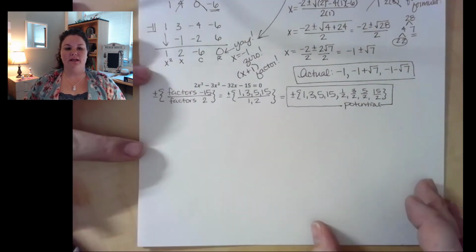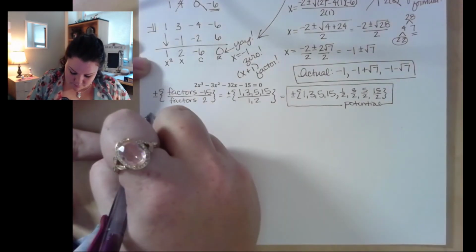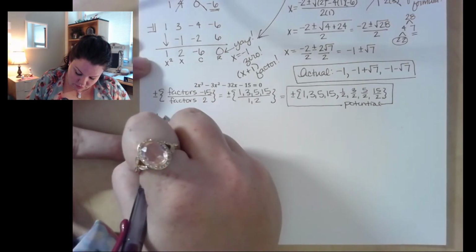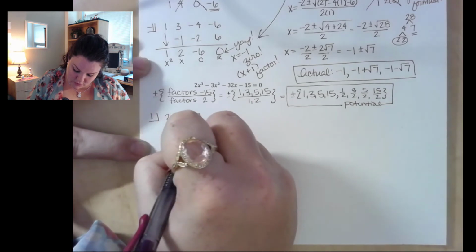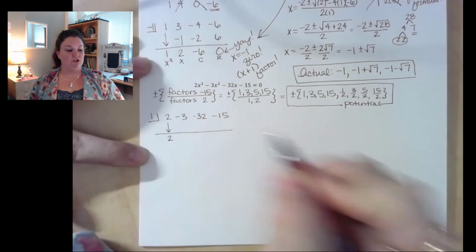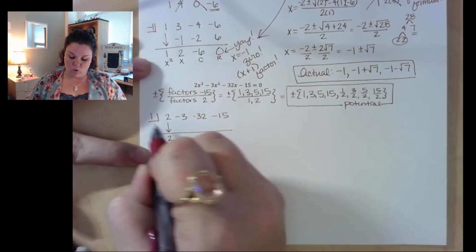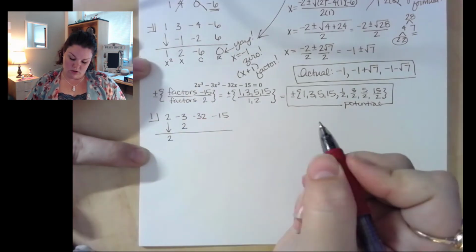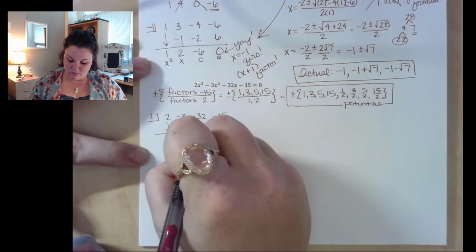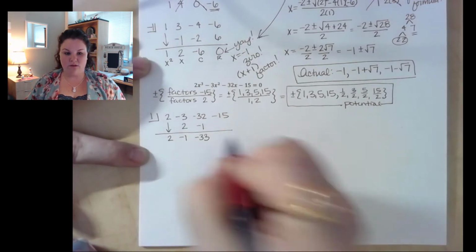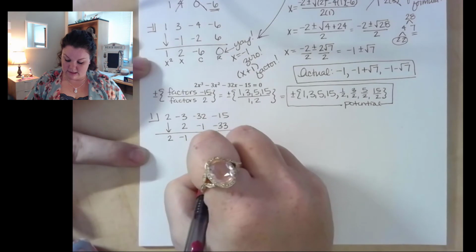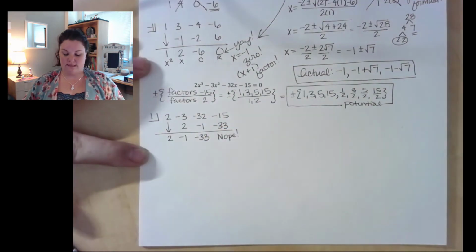Okay, so let's go ahead and start plugging them in. Again, I'm going to start with 1, and I'm not missing any terms, so I want to go ahead and write out my coefficients. So 2, -3, -32, -15. I bring down my first one, which is a 2. 2 times 1 gives me 2, which combines down to -1. -1 times the 1 in my box is -1. That combines to -33. -33 times 1 is -33, which is not going to give me a 0, right? That's not going to work.